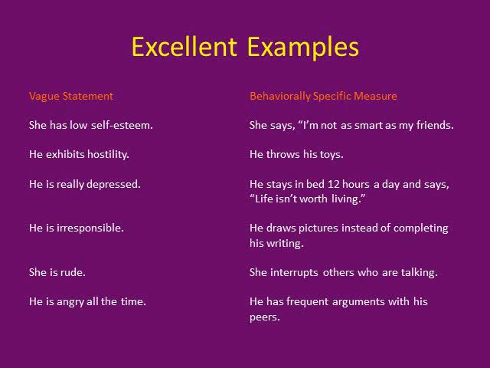Here's some excellent examples. So we have a vague statement on the left and a behaviorally specific measure on the right. She has low self-esteem. Okay, that's not very specific. Let's try, she says, I'm not as smart as my friends. He exhibits hostility. He throws his toys. He is really depressed. He stays in bed 12 hours a day and said life isn't worth living. He's irresponsible. He draws pictures instead of completing his writing. She is rude. She interrupts others who are talking. He is angry all the time. He has frequent arguments with his peers.